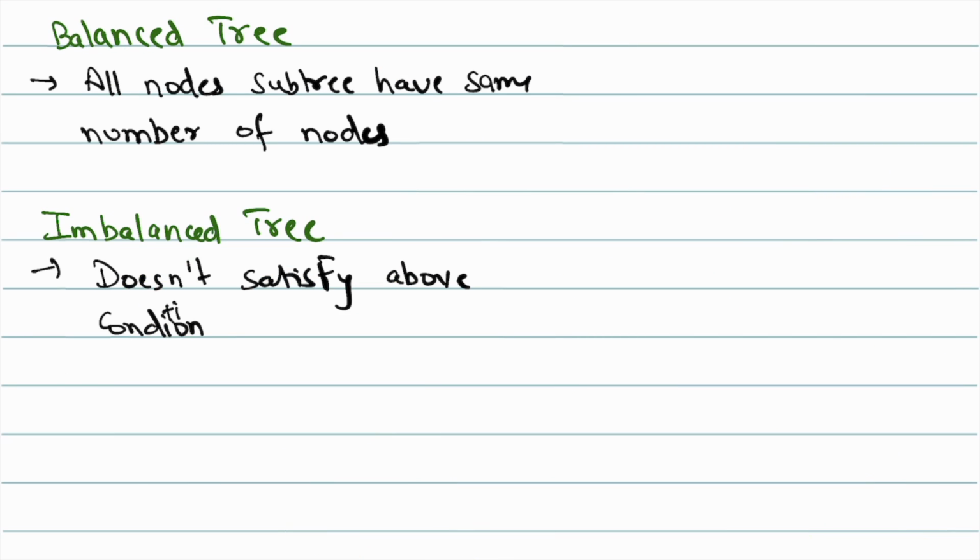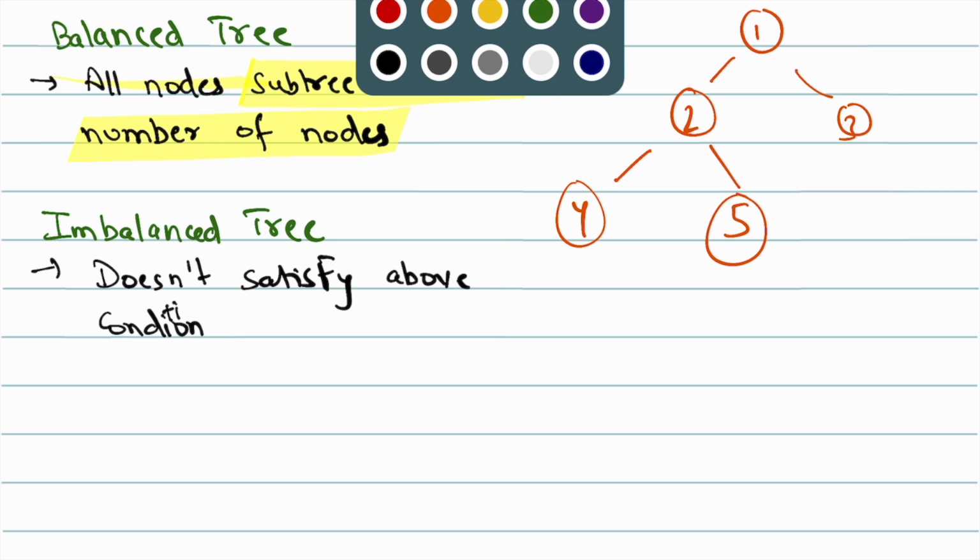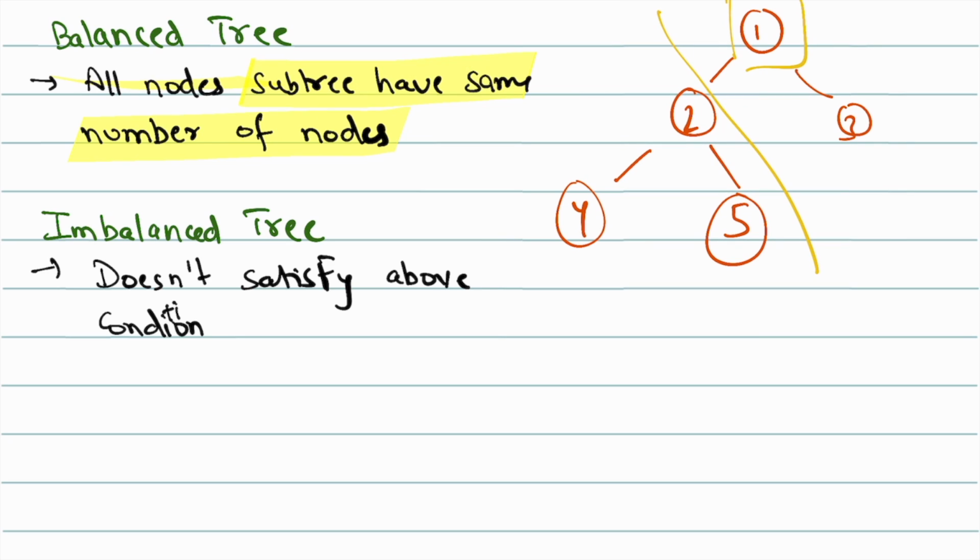Okay, so moving on, we need to understand what a balanced tree and what is an imbalanced tree. So for a balanced tree, all nodes have to satisfy this condition, which is that your subtrees have the same number of nodes on both sides. Okay, so what I mean by that is, let me draw a tree. It can be a valid BST. Now if you look at the node 1, this is your left subtree and this is your right subtree. On the left side you have 3 elements, but on the right side you just have 1 element, so it's imbalanced, right?